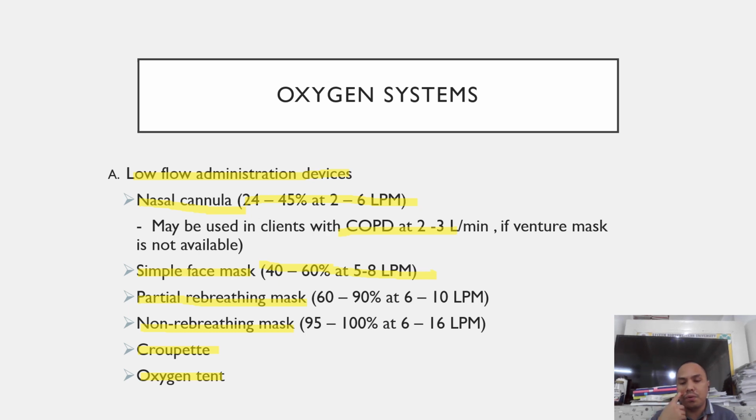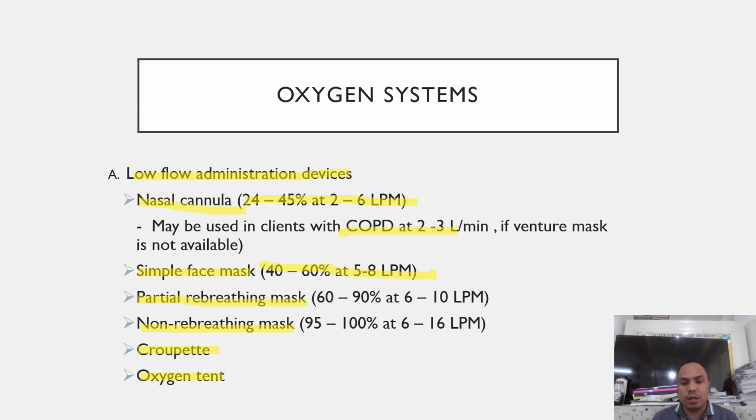Or pwede rin po yung oxygen concentration natin 35 to 65 liters flow of 8 to 12 liters per minute respectively. Pero yung iba, yung iba 40 to 60 at 5 liters per minute. Let's proceed to partial rebreathing mask.